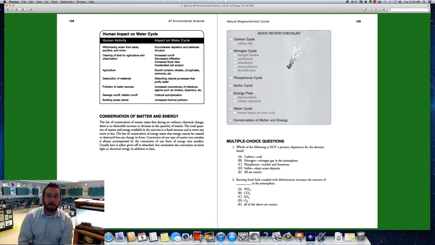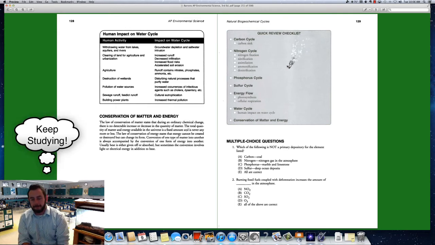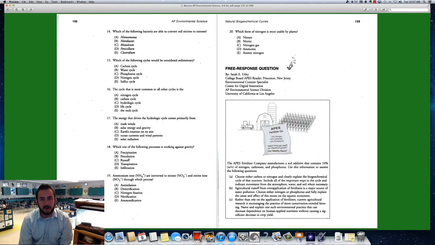I definitely encourage you to review the checklist. Make sure you've got all those things down pat. Teach it to your dog. Teach it to your sister, or someone who can't even speak back to you. Teach it to the wall. I don't care, but go over it. And then give these next questions a shot. There are 20 questions there, and also a free response question on fertilizer. So definitely try these out. Give them your best shot.